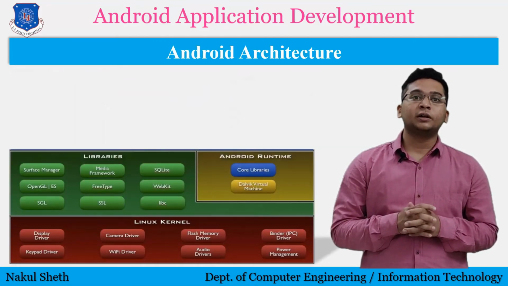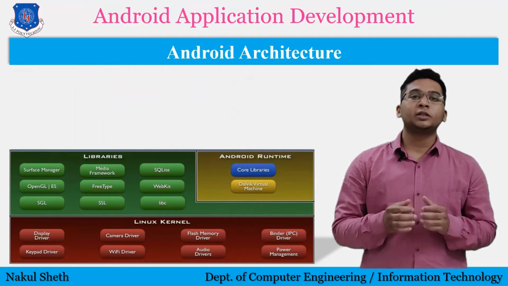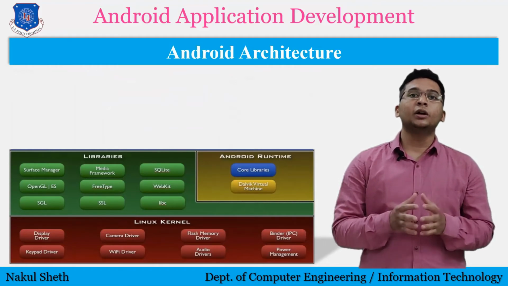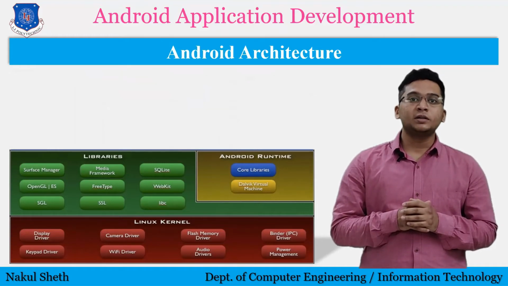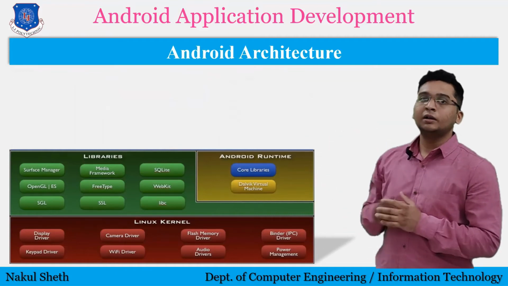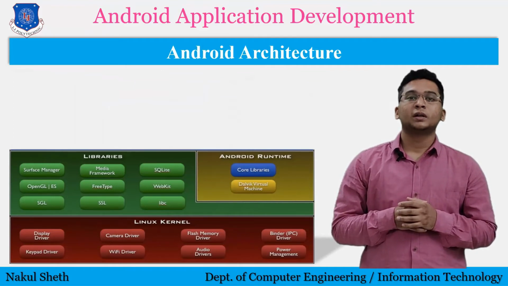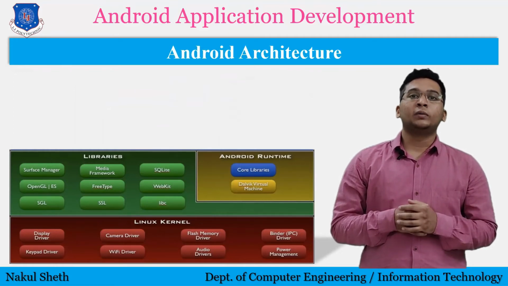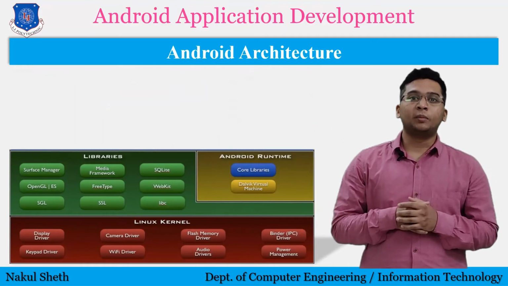Now, after this Linux kernel, we are going to see libraries. Libraries are nothing but some logical groups of instructions that we want to give to the kernel to perform several actions. There are many types of libraries available in Android, such as Surface Manager, OpenGL, SGL, Media Framework, FreeType, SQLite, and so on. Now these libraries are developed in native languages, that is C and C++. So these libraries are also known as native libraries.